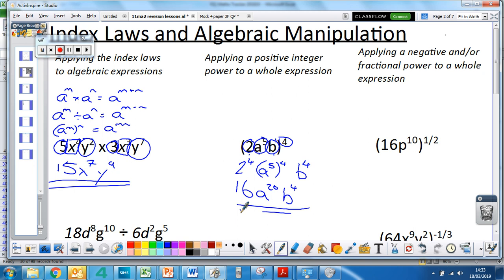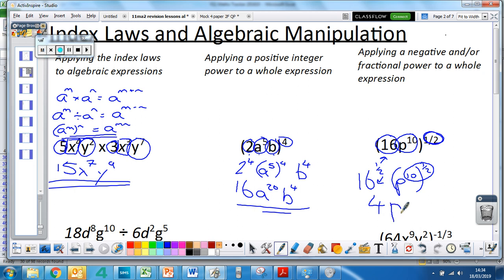Same again with this 16p to the 10 all to the half. It's the 16 that gets raised to the power a half, and it's the p to the 10 that gets raised to the power a half. Each separate part in the brackets gets raised to that power. So we are talking about 16 to the power a half, p to the 10 to the power a half. Now we know 16 to the power a half, the 2 comes down to be the square root, the 1 goes up to be the power. So we're talking about the square root of 16 to the power 1. Square root of 16 is 4. Now we have p to the 10, to the half. You multiply those 2 together using this rule we looked at earlier. So 10 times a half is 5. This becomes p to the power 5. Nice and simple. Foundation level and higher, but nice and simple.